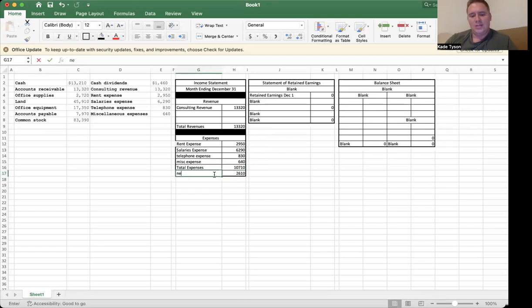2,610. So that is our net income because we ended with income. We ended on a positive. It's going to be our net income. Now, had this been a negative number, it would have been our net loss. But because this was positive, it is our net income. Now, moving on to our statement of retained earnings.